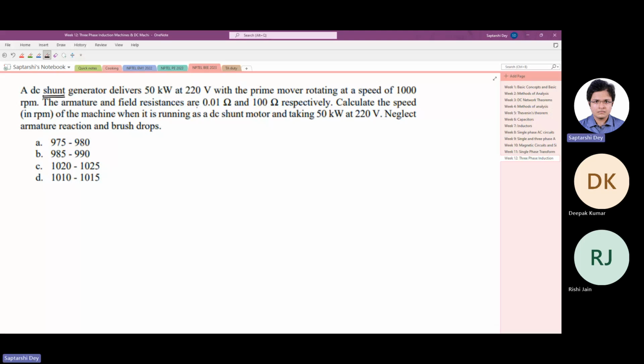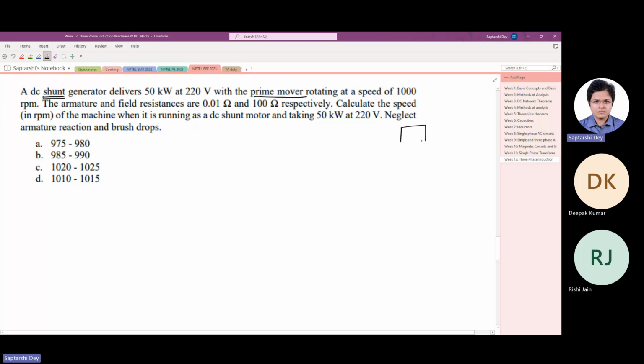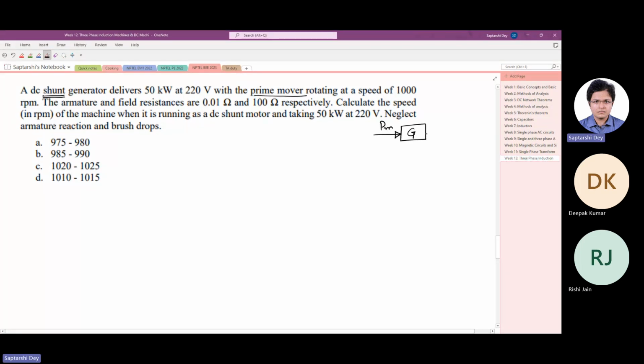So do you know what is a prime mover? See, it's a generator, right? Generator means it converts mechanical power to electrical power. So mechanical power is coming and the generator is converting it to electrical power. So the mechanical power is delivered by this prime mover.